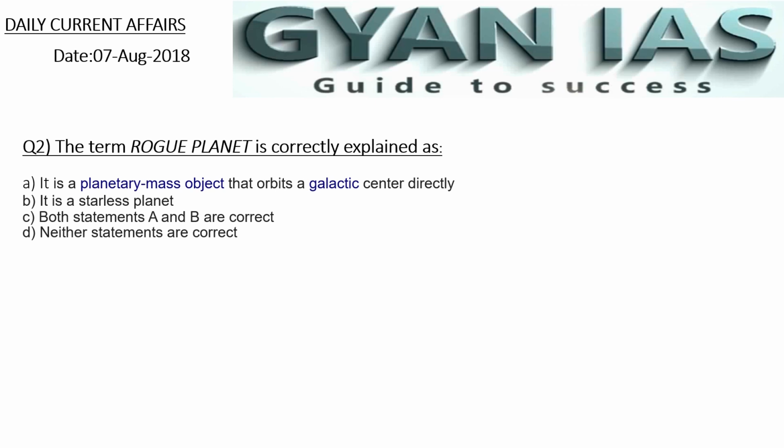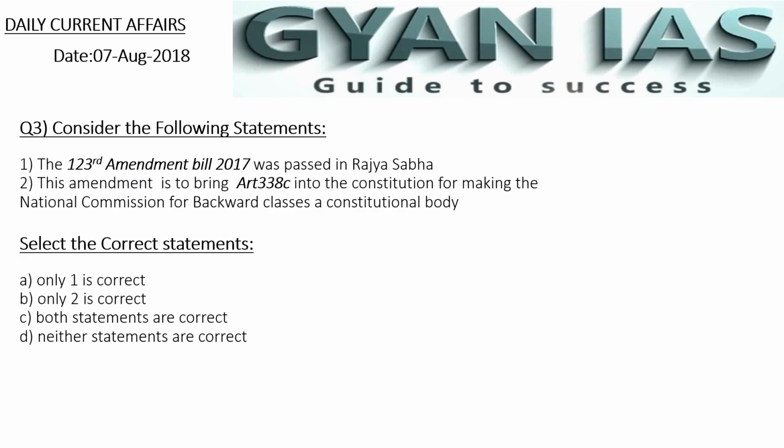The third question for today is: consider the following statements. Number 1. The 123rd Amendment Bill 2017 was passed in the Rajya Sabha. Number 2. This amendment is to bring Article 338C into the Constitution for making the National Commission for Backward Classes a constitutional body. Select the correct statements.